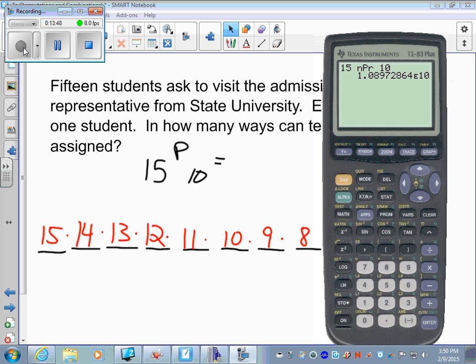Move the decimal place to the right 10 spots. So it's really, really big. Many different ways of filling up these 10 time slots. You could also do 15 times 14 times, I'm not going to bore you anymore, all the way down to 6. That would work.